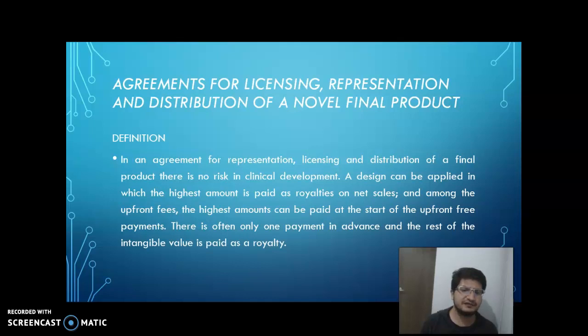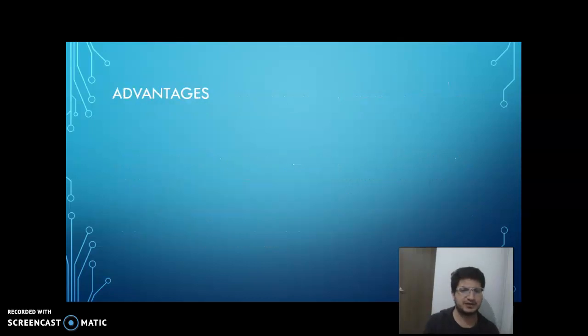A deal can be made in which the highest amount is paid as royalties on net sales, and among the upfront fees, the highest amount can be paid at the start. There is only one payment in advance, and the rest of the intangible value is paid as a royalty.